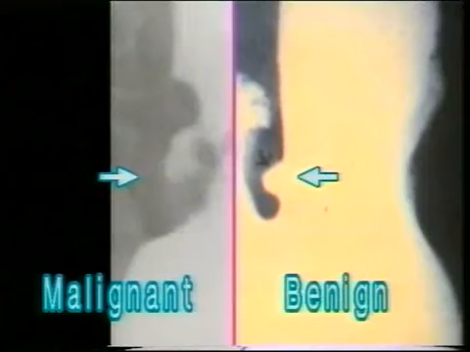Now let us have a comparison. Note that the benign ulcer projects beyond the lesser curvature, while the malignant ulcer on the left is inside the projected line of lesser curvature. The benign ulcer projects beyond the stomach margin, while the malignant ulcer lies within it.